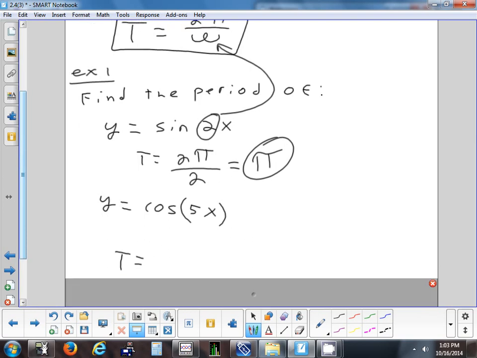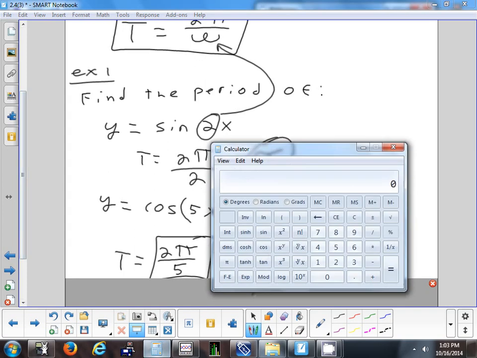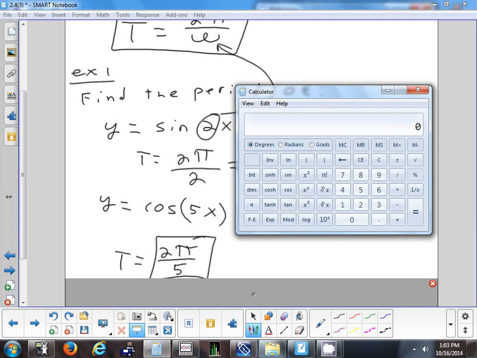All right, how about cosine 5x? What would be the period of cosine 5x? 2 pi over 5. To get a sense of what that number means, if you change it to degrees, 2 times 180 divided by 5, that's 72 degrees. Normally the cosine function would have to go all the way to 360 before it repeats. This one only has to go to 72. So from 0 to 72, it'll do its thing, and then it's going to repeat again.